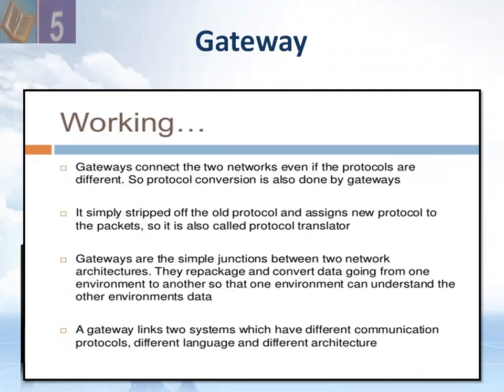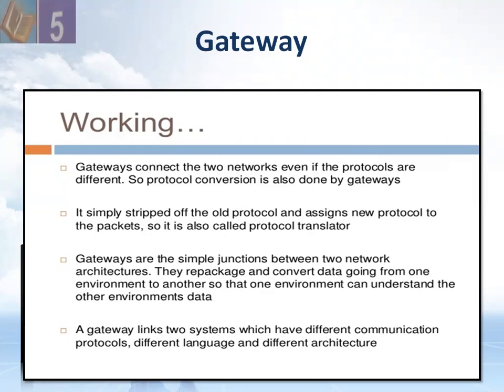They repackage and convert data going from one environment to another so that one environment can understand the other environment's data. A gateway links two systems which have different communication protocols, different languages, and different architecture. So the basic purpose of the gateway is the conversion of protocol. It forwards the data packet by selecting the best pathway, converting the protocol from one form to another.